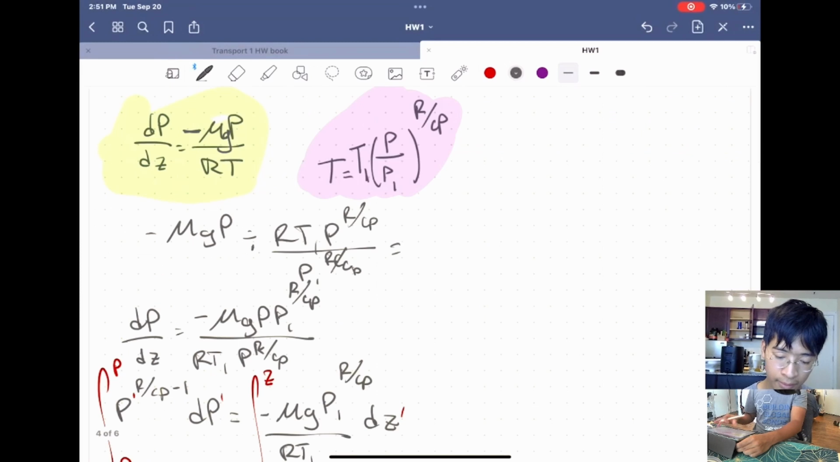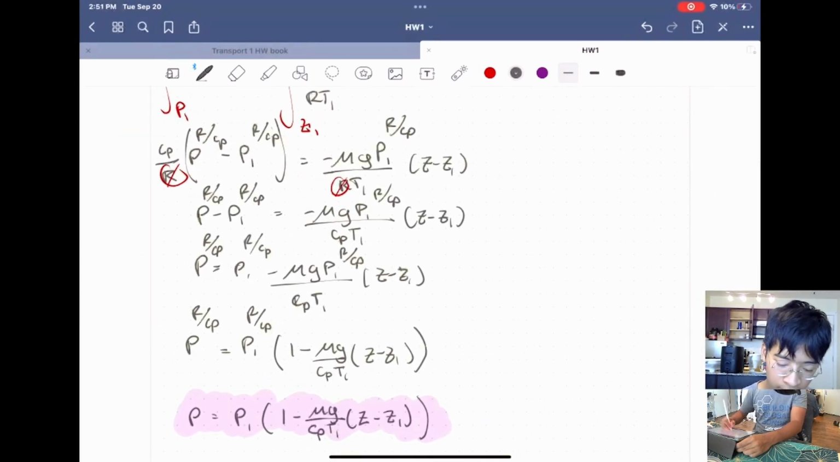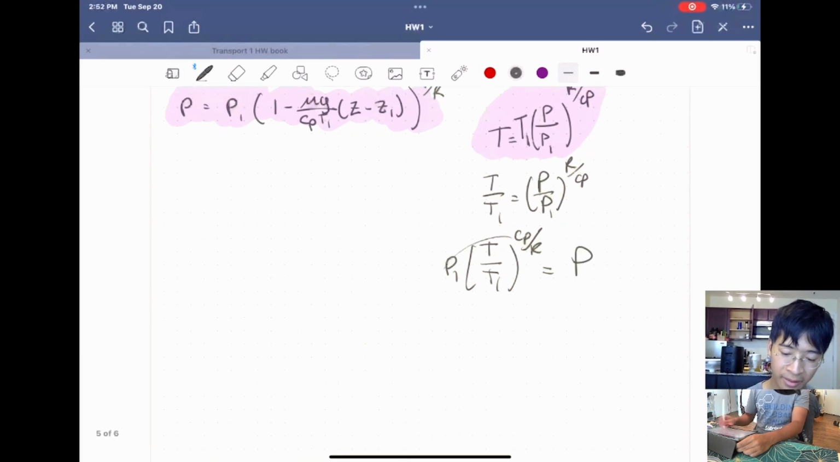Oh, did I do a copying error? Yeah, I did do a copying error. Cp over R. Yeah, there we go. Cp over R. Okay. Is equal to P over P1. Oops, not R. Pressure. There we go. So we plug that in for pressure.